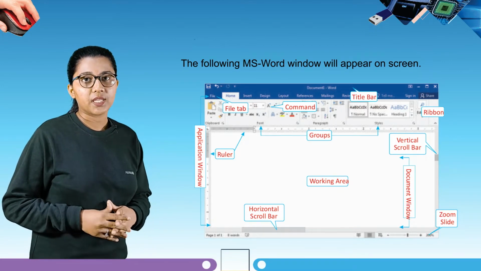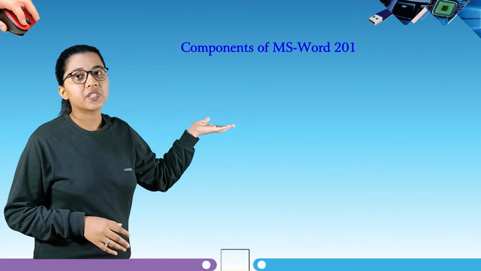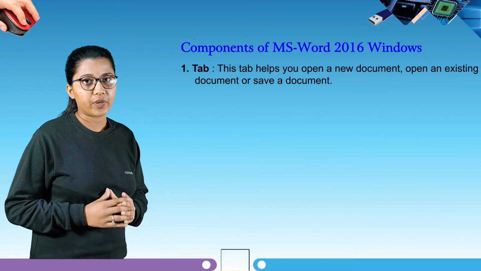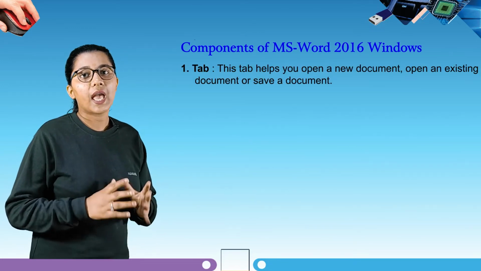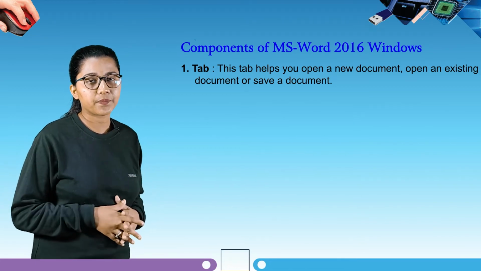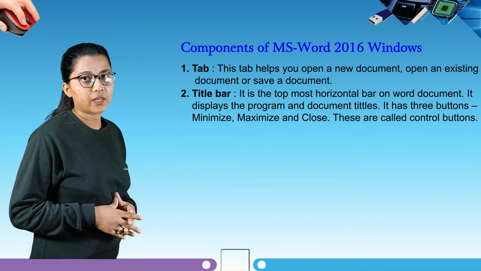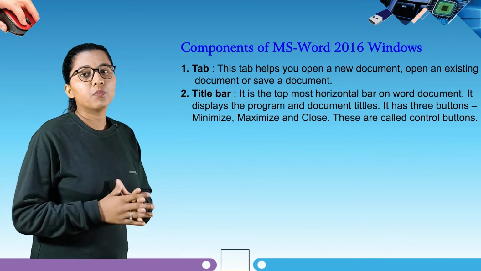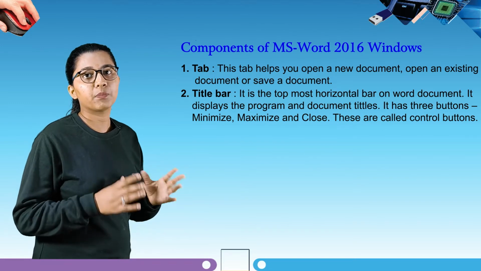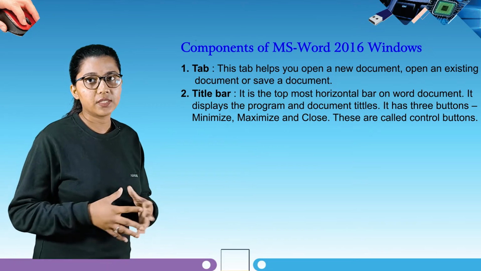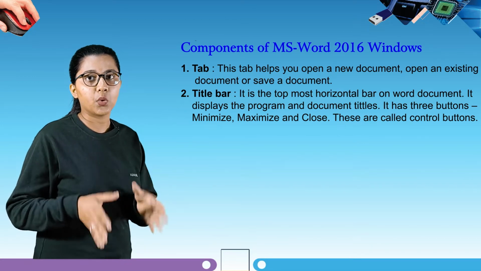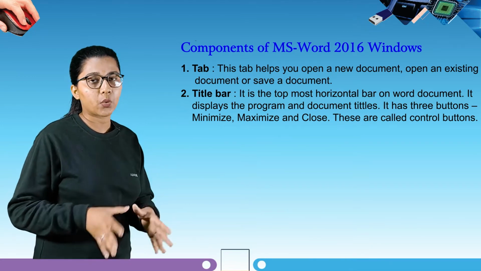Our next topic is components of the MS Word 2016 window. First, tab. This tab helps you open an existing document or save a document. Second, title bar. It is the topmost horizontal bar on the Word document. It displays the program and document titles. It has 3 buttons, minimize, maximize and close. These are called control buttons.